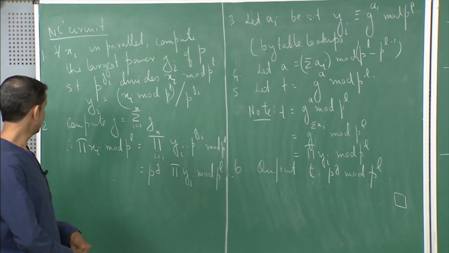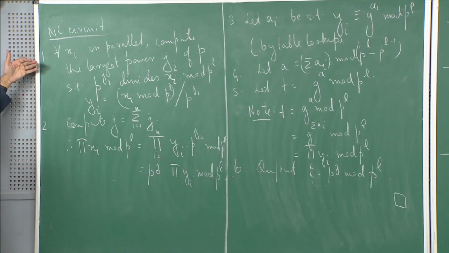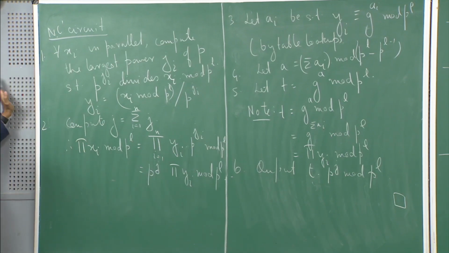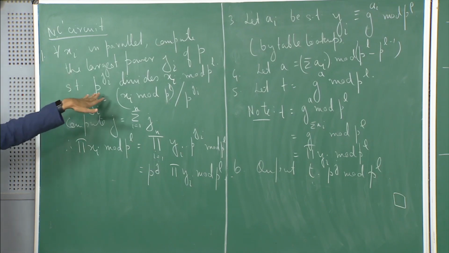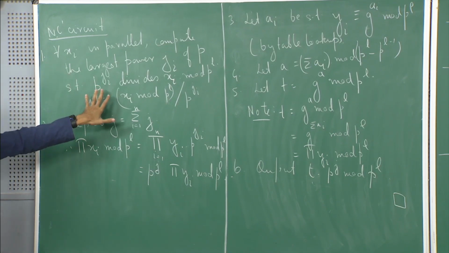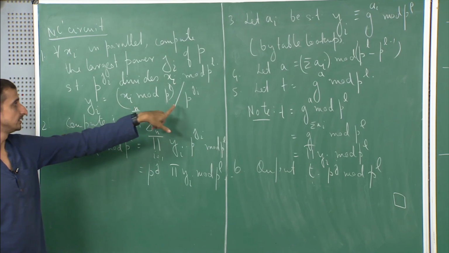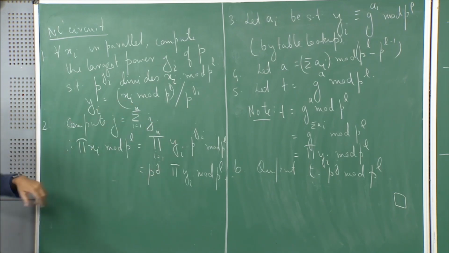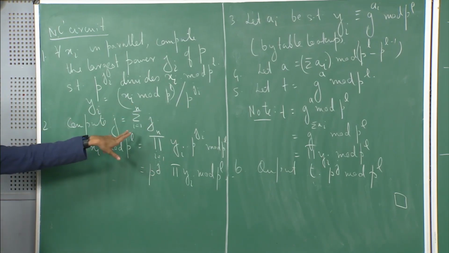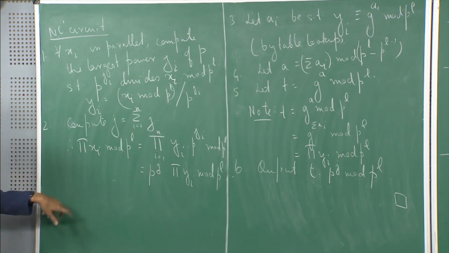What are the steps over here? So let's go through the steps. Here we are doing this in parallel. As I said, these numbers are small, so I can do this division in NC1. Here I am again computing an iterated addition, that is in NC1.